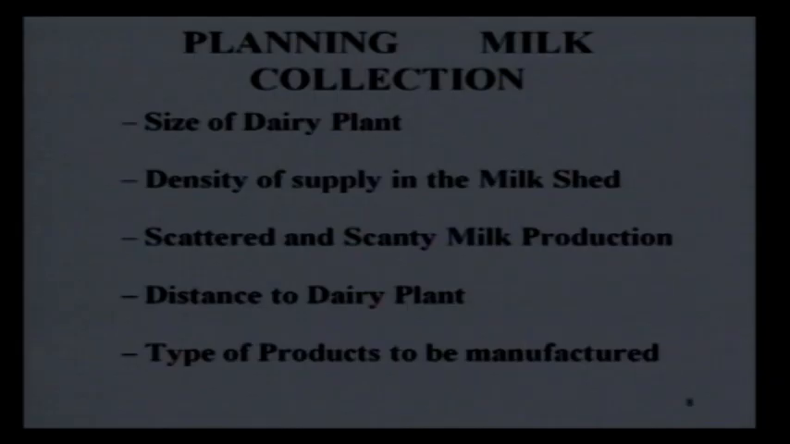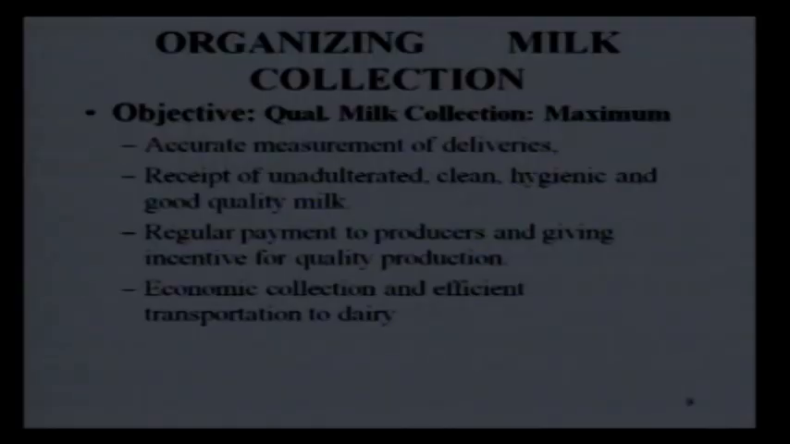Now, this is the planning, that is how we plan for the milk collection system. That depends upon the aspects we mentioned, mainly the climatic conditions in the area, the size of the dairy, and the local conditions you have to take into account. Then next we come to how you organize the milk collection. Now for organizing the milk collection, our objective is the collection of quality milk, maximum quantity, with lower cost. That should be our objective.